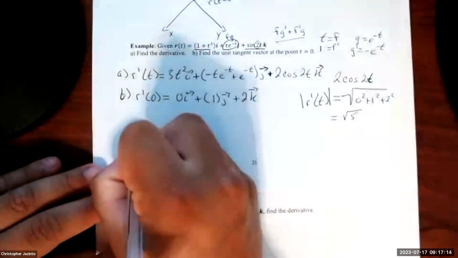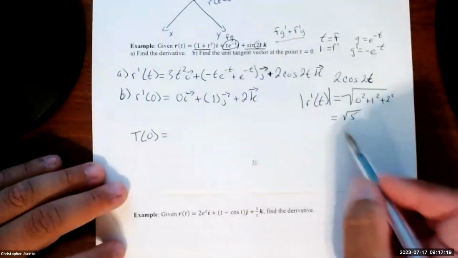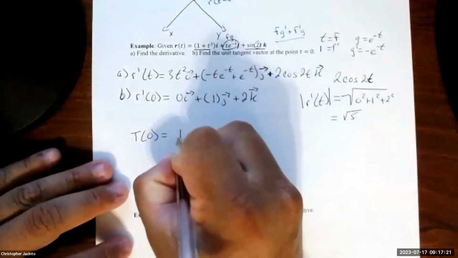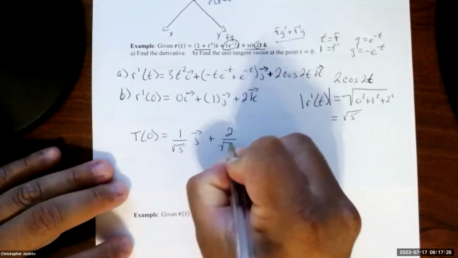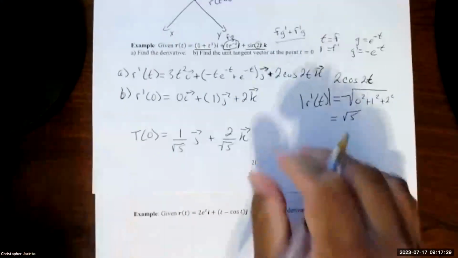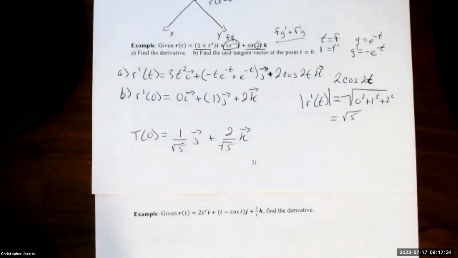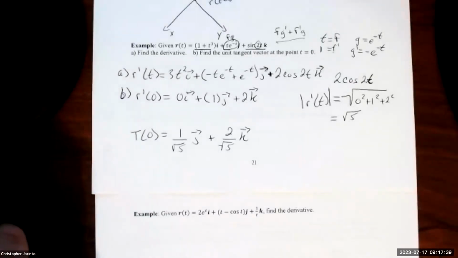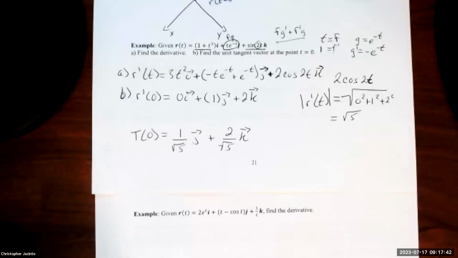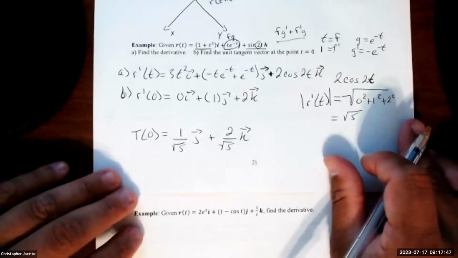So therefore, our tangent vector at 0 is going to be this vector divided by the square root of 5, or just 1 over square root of 5 j plus 2 over square root of 5 k. Questions there at all? All good so far? Now, let's try another one.